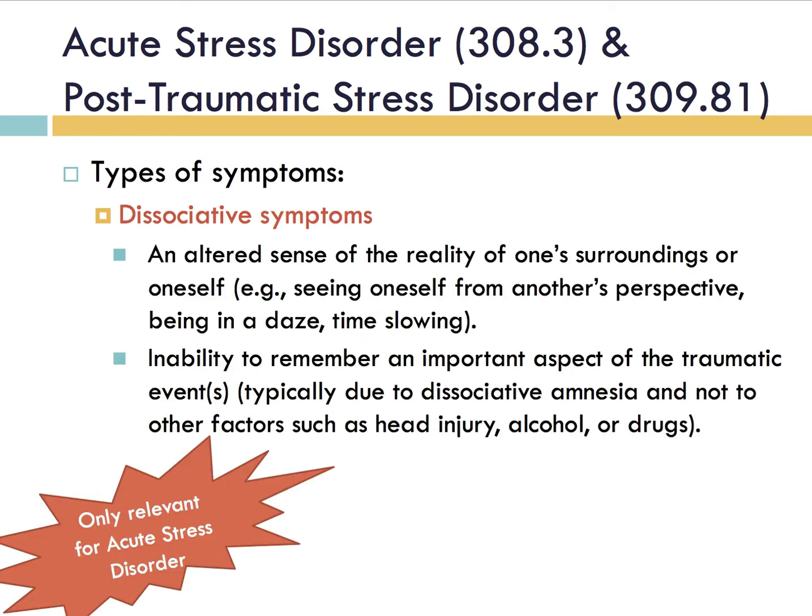And last are dissociative symptoms, which are actually only relevant for acute stress disorder. These include experiencing an altered sense of the reality of one's surroundings or oneself, which we call depersonalization or derealization. So for example, you could think about someone seeing themselves from another person's perspective, or being in a daze, or feeling as though time is slowing down, or an inability to remember an important aspect of the traumatic event. So typically, again, due to dissociative amnesia and not to other factors.